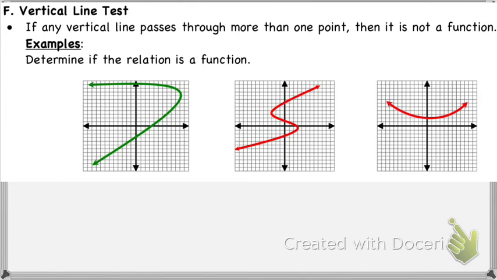Examples, determine if this relation is a function. So if I start drawing vertical lines, and I say right here, it doesn't hit any points. Well, that's okay. It says it has to hit more than 1. Right here, it hits exactly 1. But what about right here? How many points does it hit on the graph? 2. So does it hit more than 1? Yes. So according to this, if any vertical line passes through more than 1 point, then it is not a function. So is this a function? No, not a function.